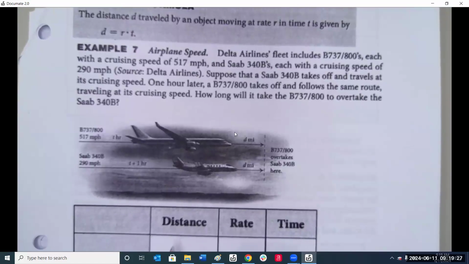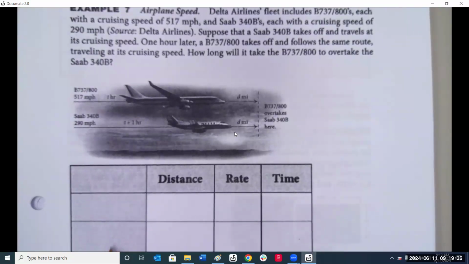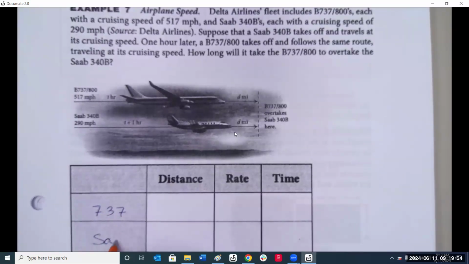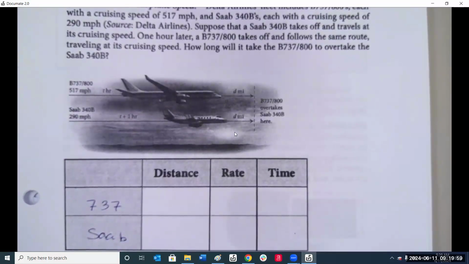All right. I gave you a box down here to help us with this. In the first column, what do you think we put in the first column? Well, here's the distance, here's the rate, here's the time. No. So what do you think goes here? Name of the airplane, yes. So we have the 737 and the Saab. Do we know the distance?